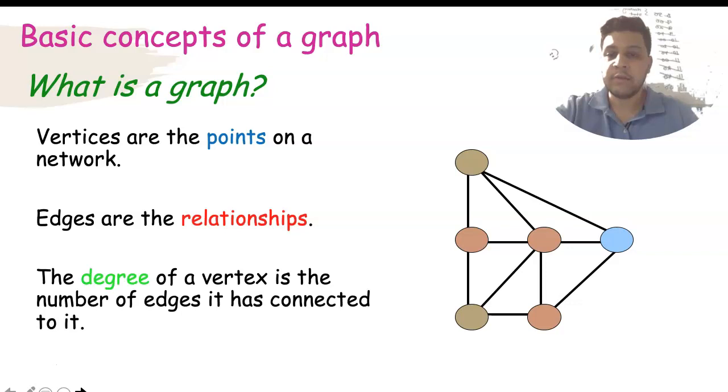The degree of a vertex is the number of edges it has connected to it. So if we look at this blue vertex that's highlighted here, we can see it has 1, 2, 3 degrees, because it has 3 edges connected to it.